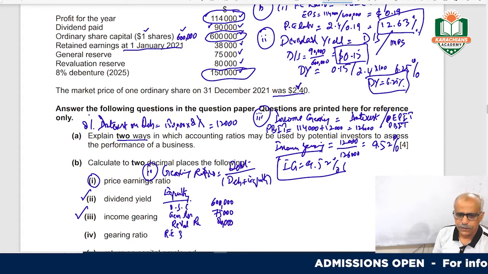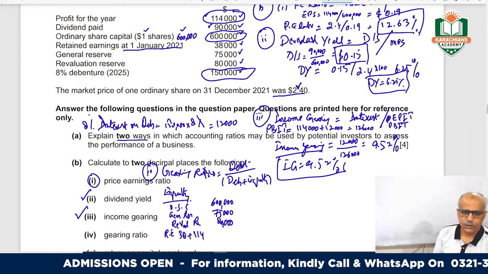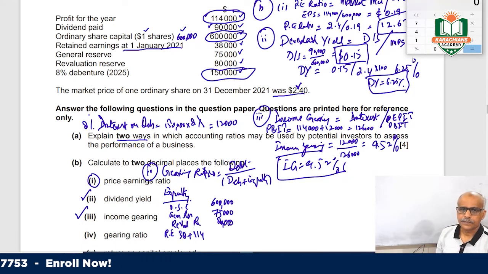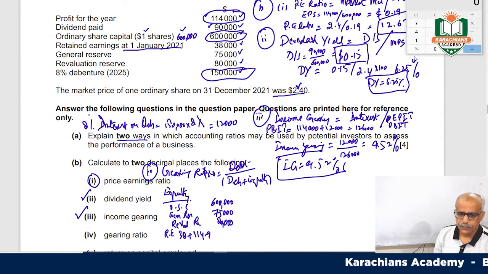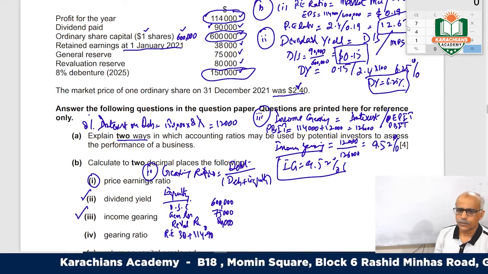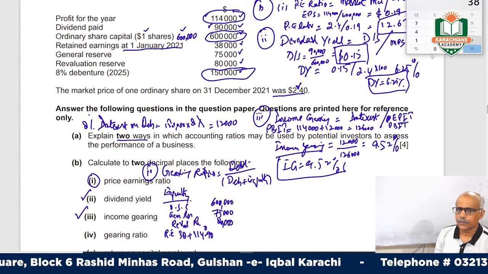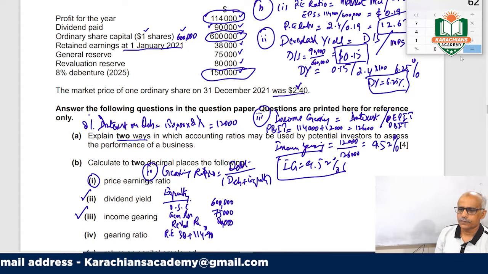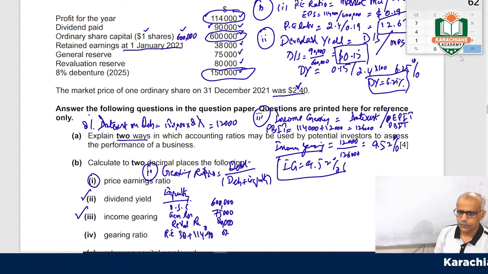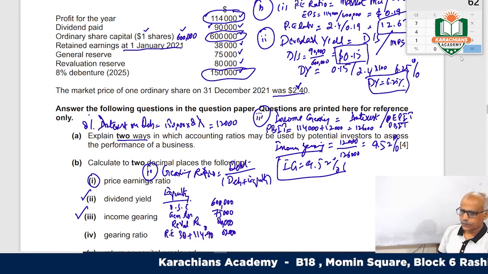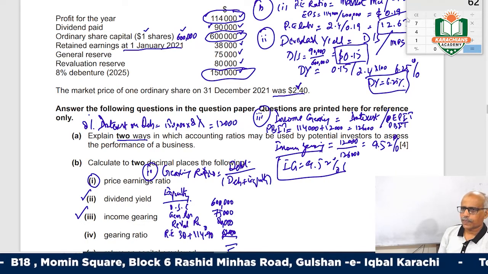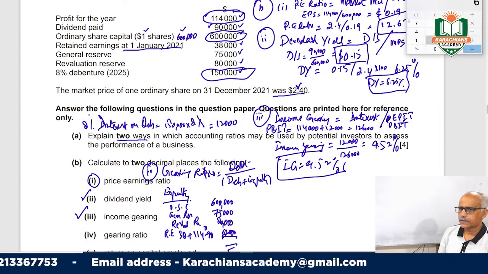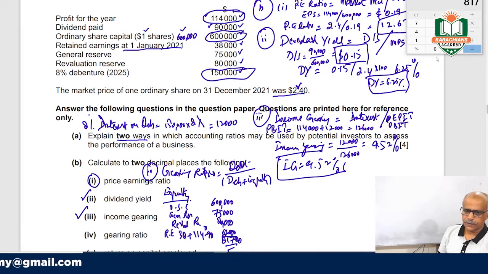Retained earning, you have a balance of 38 plus you are earning 114, so this will be total 152, and minus the dividend you have paid. Out of this 90 you have paid as dividend, so this will be 62,000, right? So if we do the total, 600 plus 75 plus 80 and then 62, this will be 817,000, right?